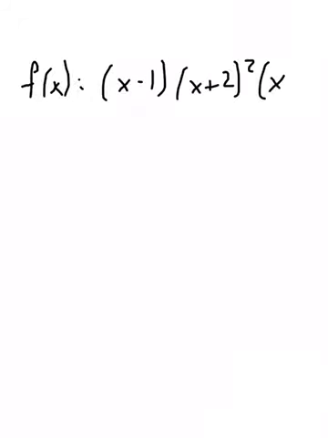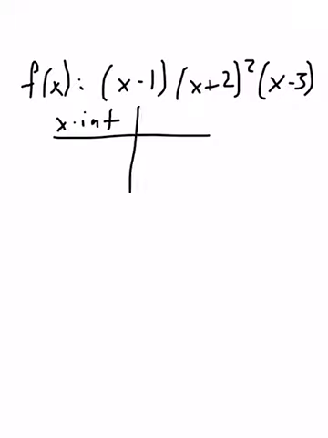F of x, I'm going to give this one factored form again. So we'll take (x minus 1), (x plus 2) squared, and (x minus 3). So we have x-intercepts. Let me do it in a table form this time. Our x-intercepts are 1, -2, and 3. Our multiplicities on those would be 1, 2, and 1, because we had x minus 1 as a factor once, x plus 2 as a factor twice, x minus 3 as a factor once.